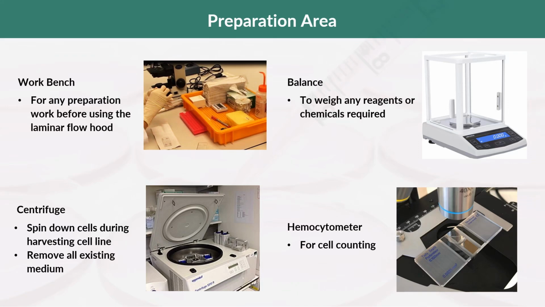And lastly, you have the hemocytometer. You'll be using a lot of this. It is for cell counting. So it's a counting chamber device that you can use to count the number of cells that you are growing in your cell culture flask.